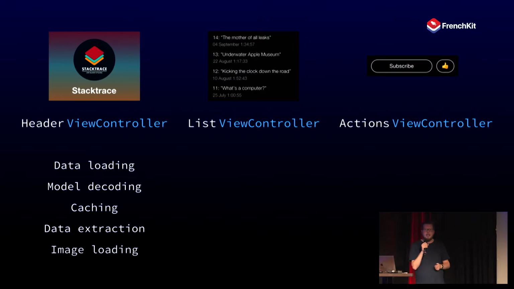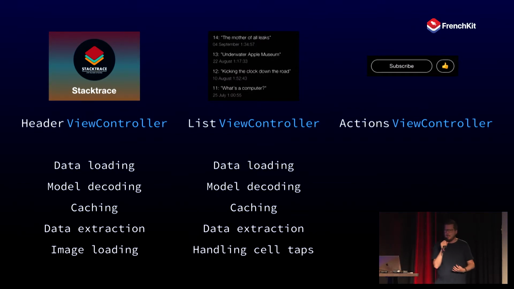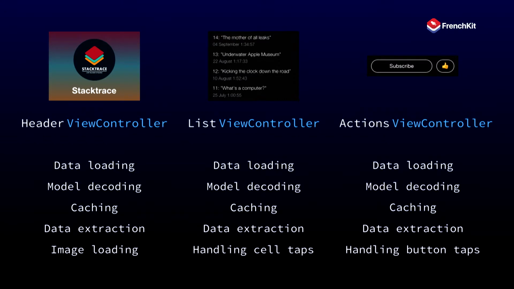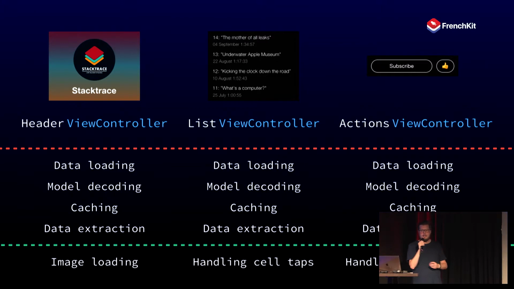First, we have the header. It needs to load some data. It needs to decode that data. It needs to also do image loading. The list view controller is similar. It also needs to load data. It needs to also extract data, but it has a different action at the bottom there, handling cell taps. And then we have our actions view controller, which also is very similar, but there at the bottom, it needs to handle taps of the buttons. So we can see here that all these three view controllers, they have some differences of what they need to do, but they share a lot of functionality that they need to do.